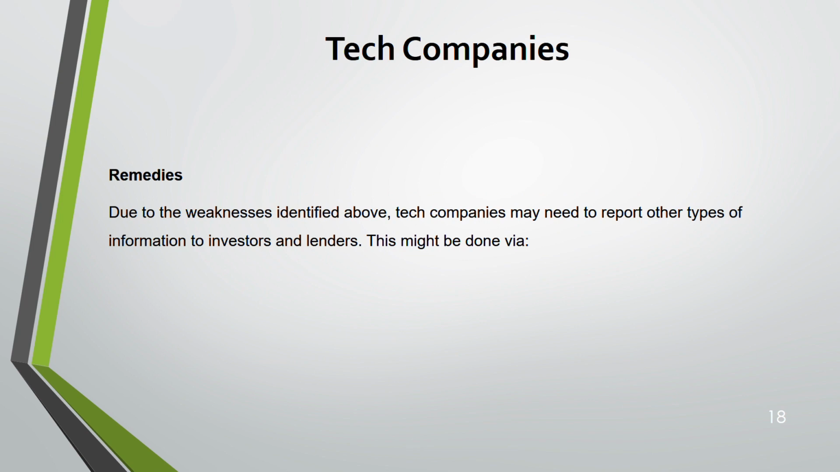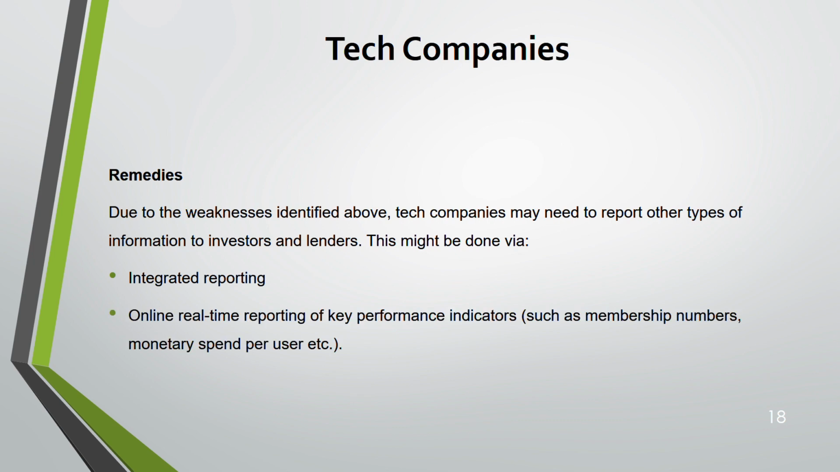What are the remedies for it? The remedy is you need to report other types of information for tech companies to the investors and lenders. It could be done through integrated reporting. Integrated reporting we are going to learn in this lecture. That will be the next topic. Then you can supply them with online real-time key performance indicators like membership number or monetary spend per user.